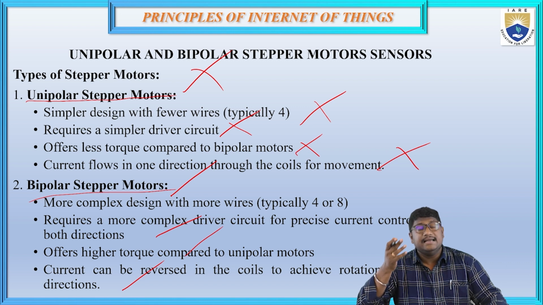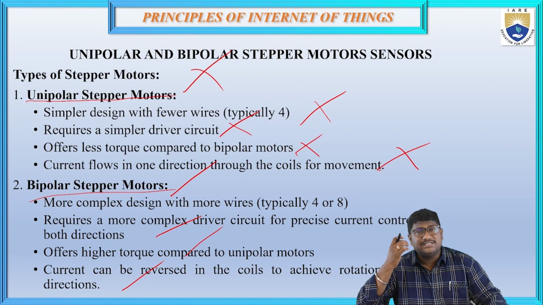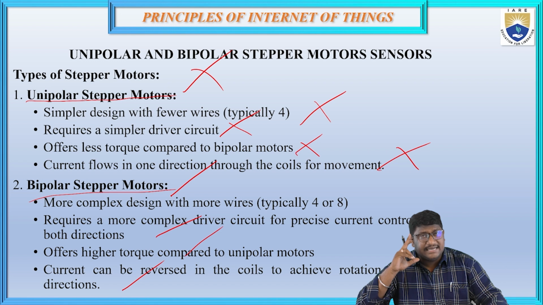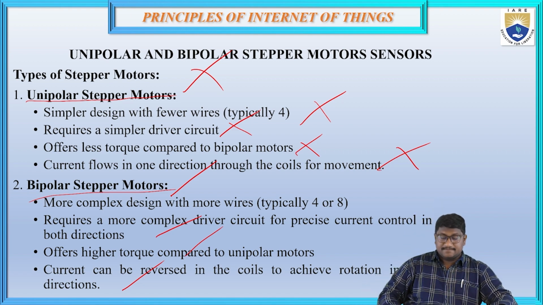Right? Got it, guys? And here the current can also be reversed in the coils, so I am achieving rotation in both directions, whereas in unipolar the current goes in only a single direction. If you observe in bipolar, I am going in both directions to achieve the rotation. These were the main differences between unipolar and bipolar stepper motors.